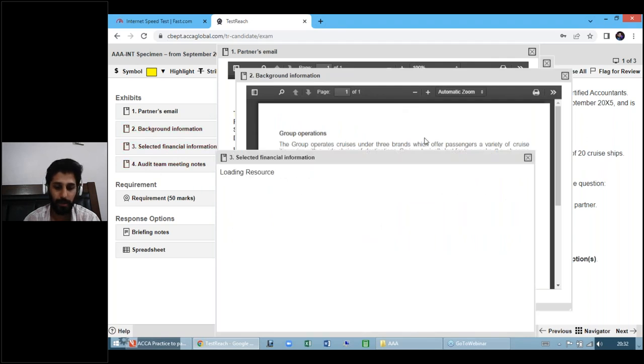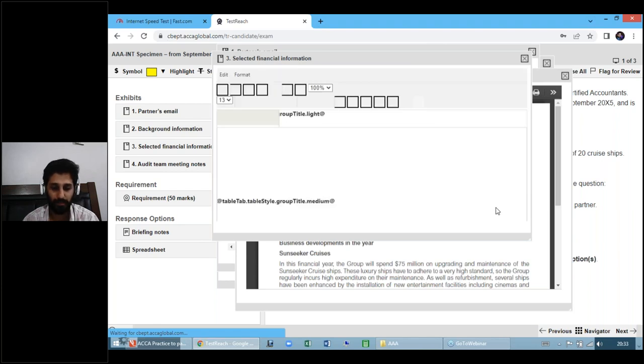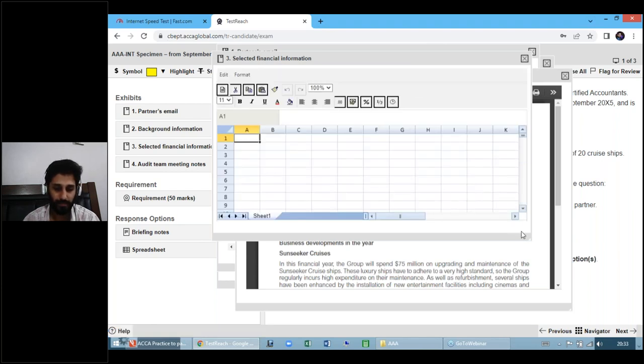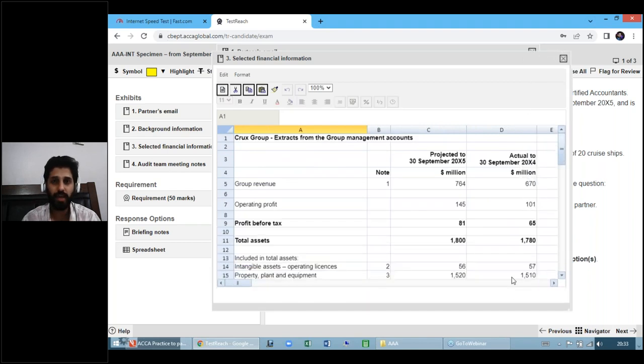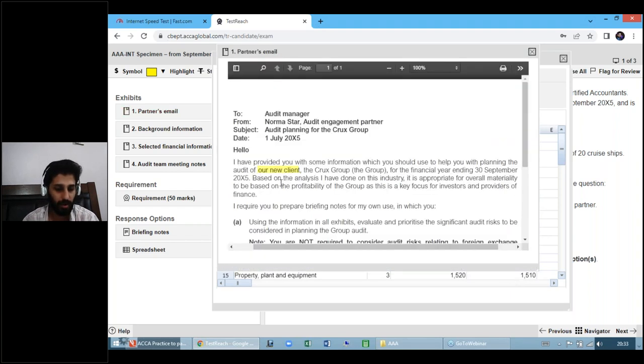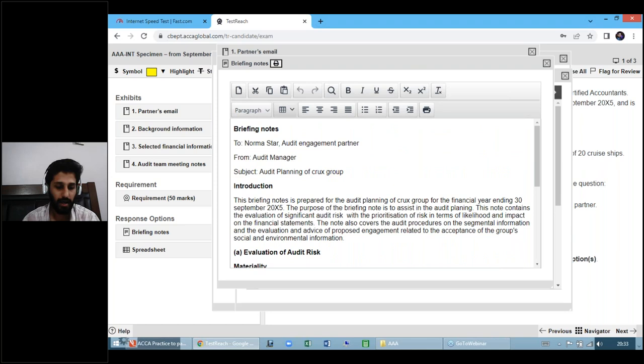And I had opened the selected financial information, in which we had calculated the lower and the upper scale of the materiality. Remember that you need to apply your professional skills as well as the technical skills, right? Now, this is the partner's email. It's a new audit client. The background information I'm going to discuss, and this was my briefing note in the last session, which was yesterday.